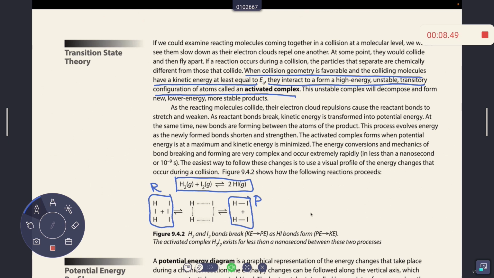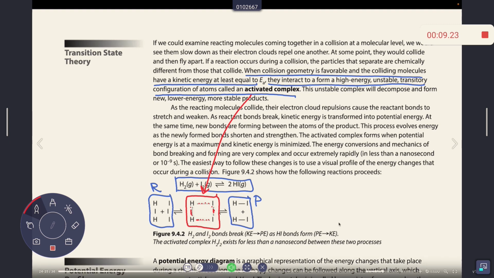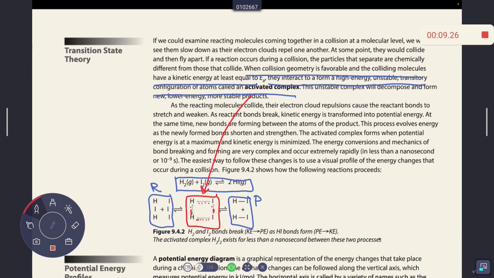So what's happening is, and I'm going to do this in a different color, my activated complex is right here. So what's happening is the bonds in your reactants are breaking and the bonds in the products are forming. And this is happening in less than a nanosecond between those two processes, okay? And this unstable complex is going to decompose and form your products, which have less energy, which are just a lot more stable. And we can see this in a potential energy diagram.